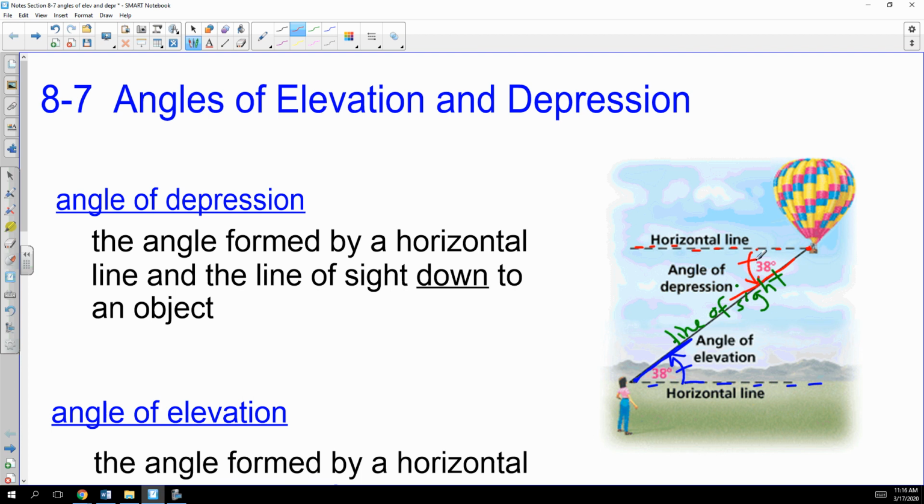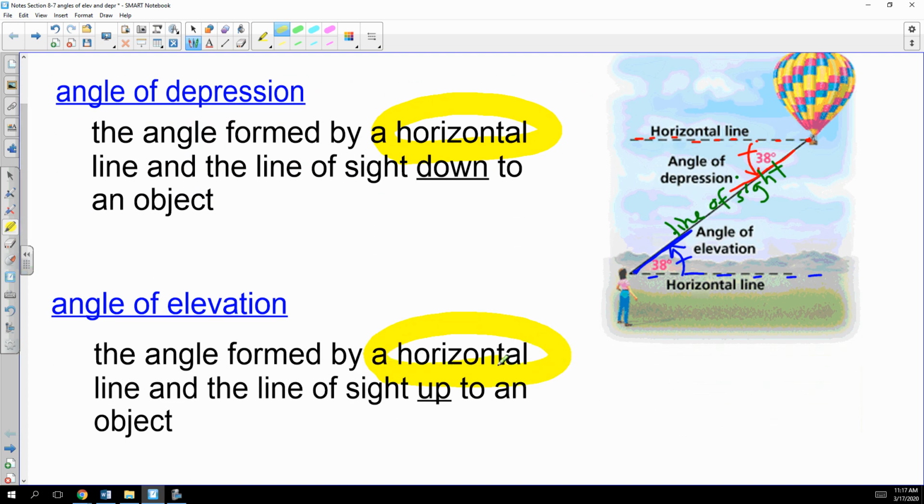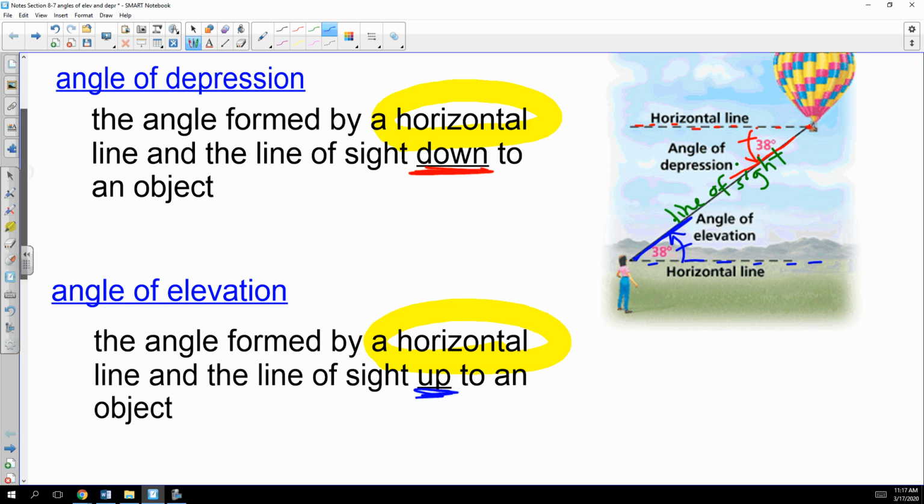Okay, so the important thing to remember about angle of elevation and angle of depression, really one of the most important parts, is that it always has to be formed by a horizontal line. It can never be formed with a vertical. And then with a line of sight looking up to something or looking down to something. So looking down towards an object, it's an angle of depression, and looking up towards an object, it's an angle of elevation.